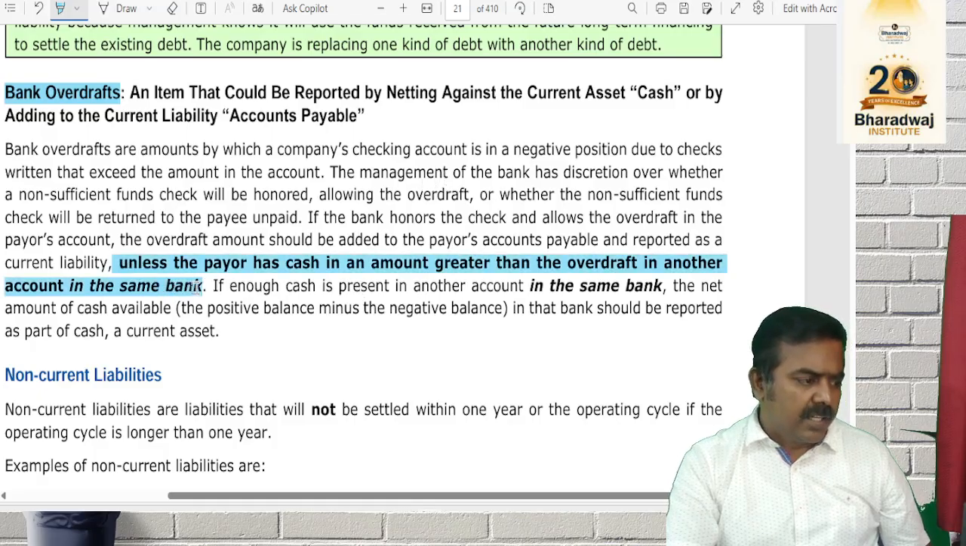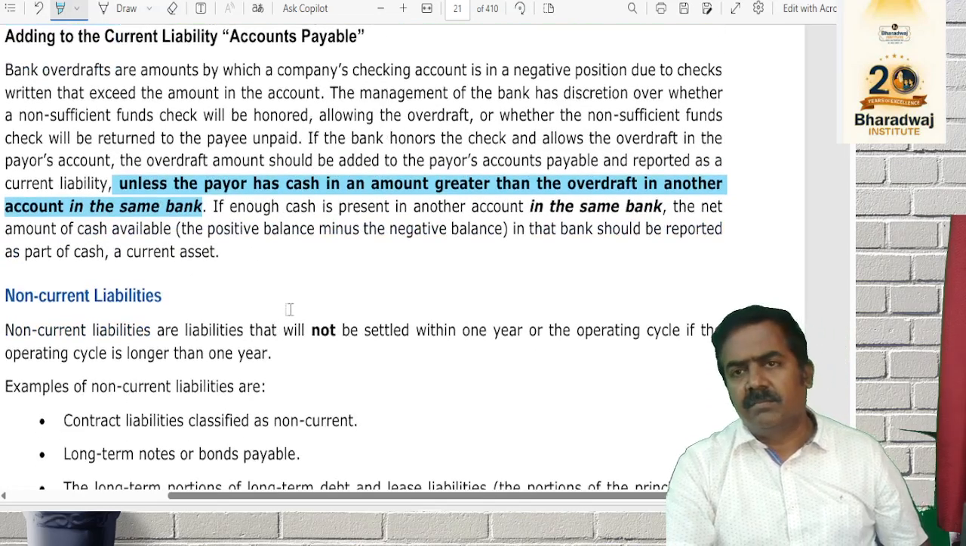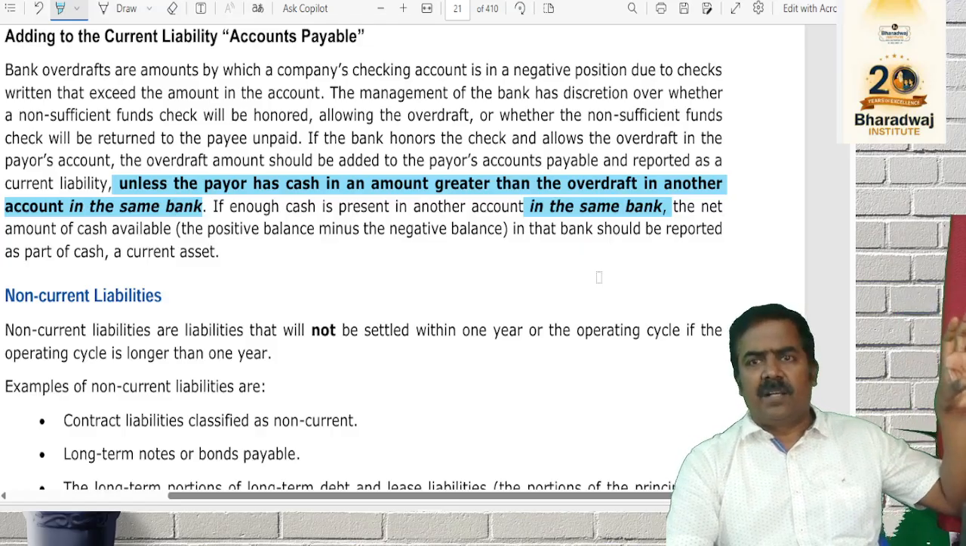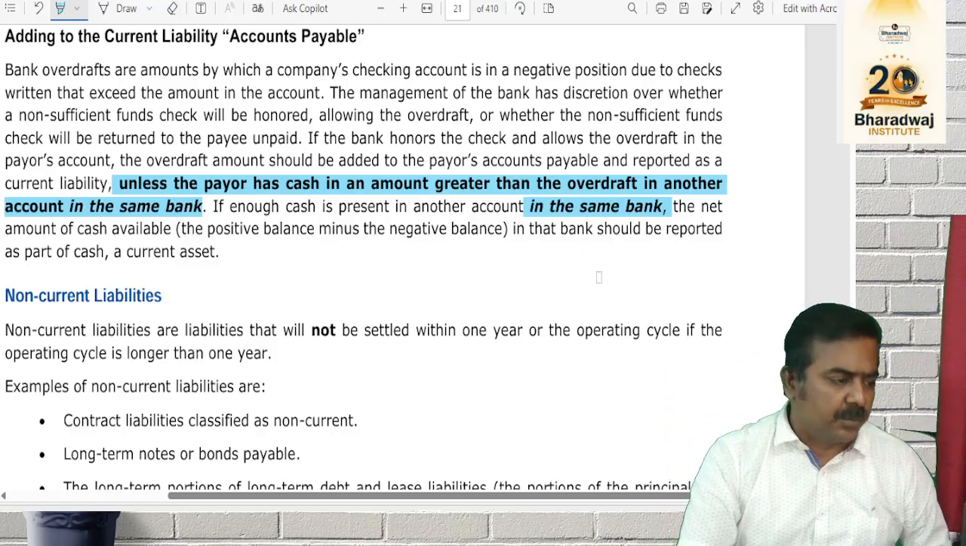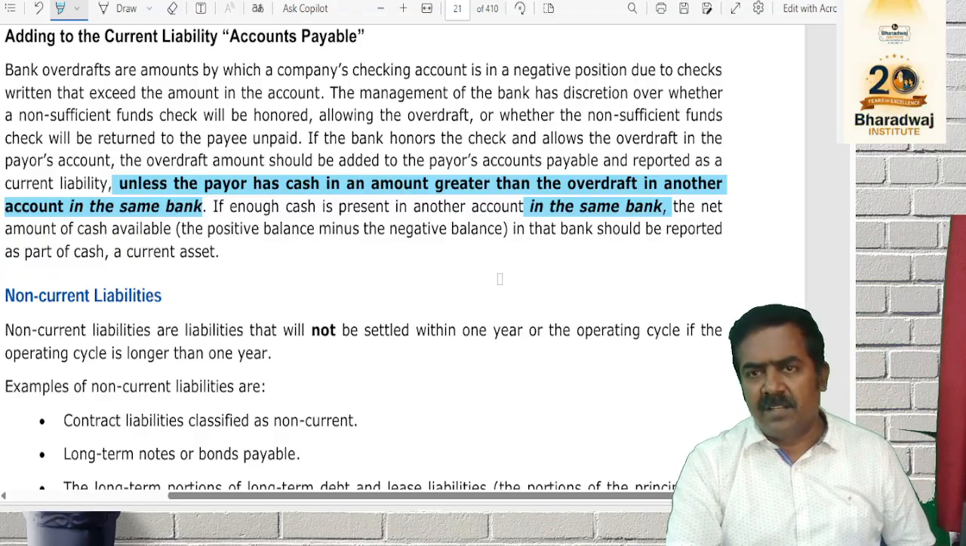See, a bank overdraft can be adjusted with a bank balance, provided you have the same bank account. If there is a bank balance and a bank OD, you can net it off and show. If it is a positive balance, it is an asset; if it is a negative balance, it is a liability. That's it.